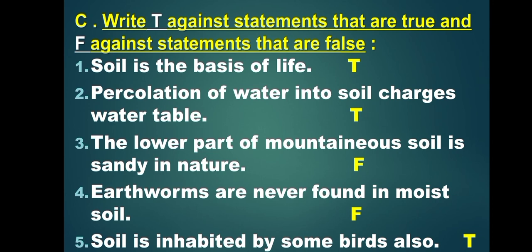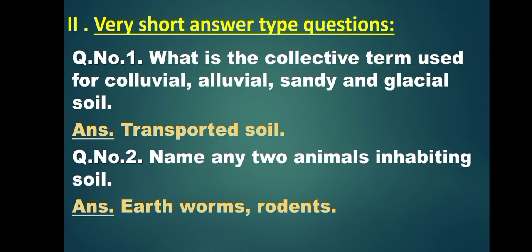Statement 5 is: soil is inhabited by some birds also. Yes, this statement is correct. So we have to write T against this statement. Now we will go for the next question, that is the very short answer type question.